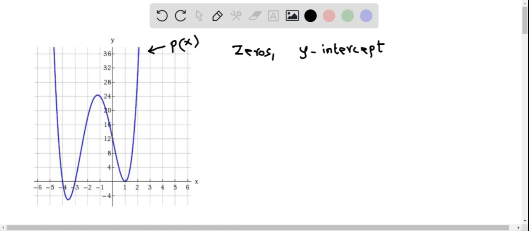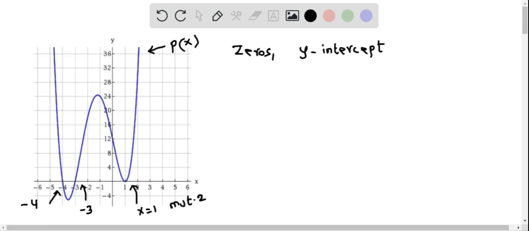When you look at the graph of this polynomial p of x, we see that x equal to negative 4 is a zero, because the graph intersects the x-axis at negative 4, as well as cuts the x-axis at negative 3. So we have two zeros, negative 4 and negative 3. And we also see another zero at x equal to 1. But this one has a multiplicity of 2 because the graph touches the x-axis at x equal to 1.